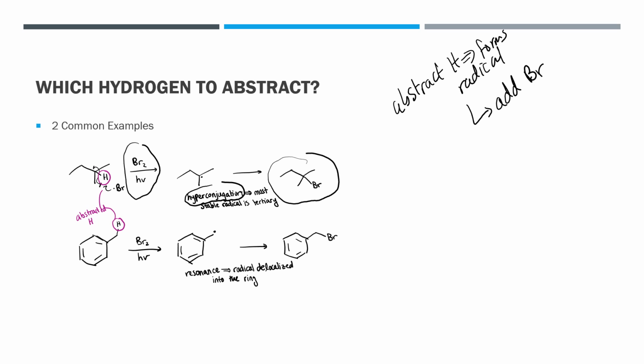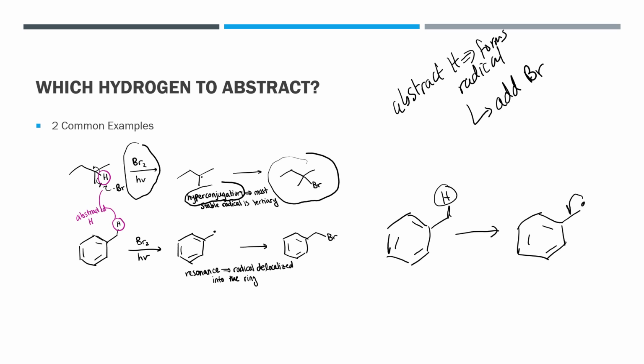And one more example is if we had a phenyl ring, and we had a methyl group coming off of that phenyl ring, we want to abstract the most stable, we want to form the most stable radical. And if we abstract the hydrogen coming off of the methyl, right? Let's look at the radical we create. We would create a radical that looks like this, right? With our radical right there.